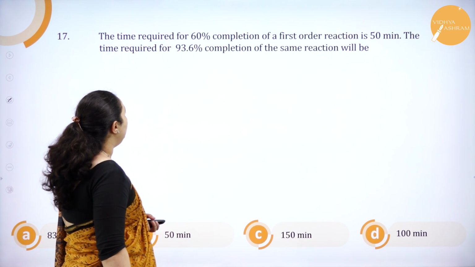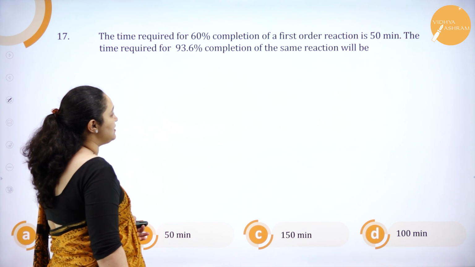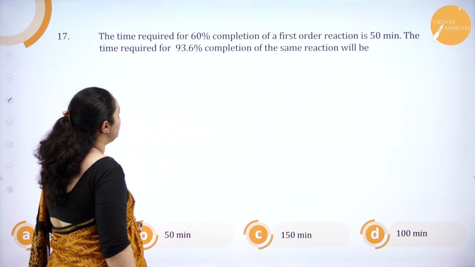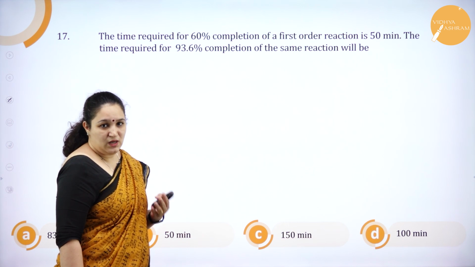Next, the time required for 60% completion of first order reaction is 50 minutes, and the time required for 93.6% completion of the same reaction will be. So we'll solve this.